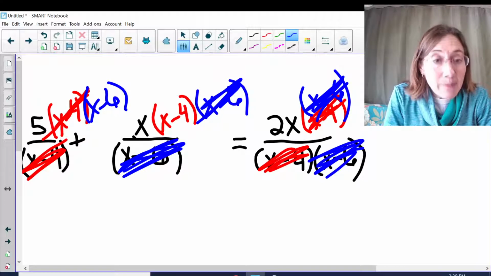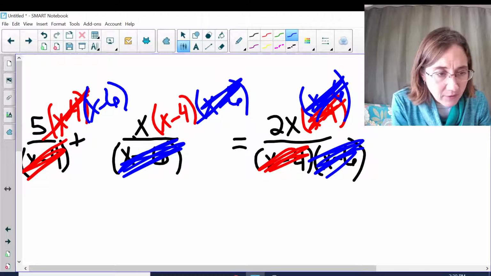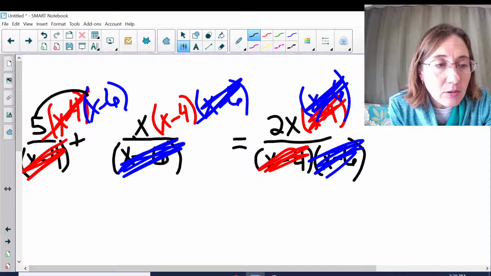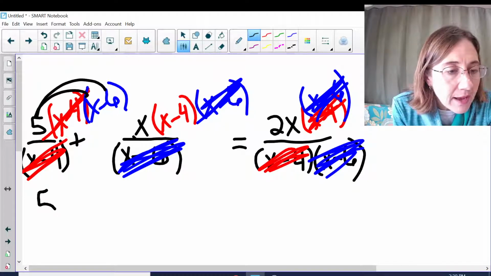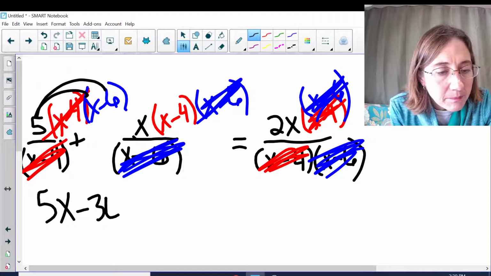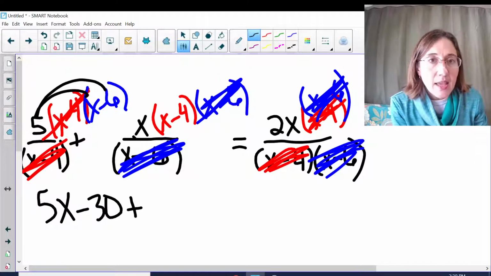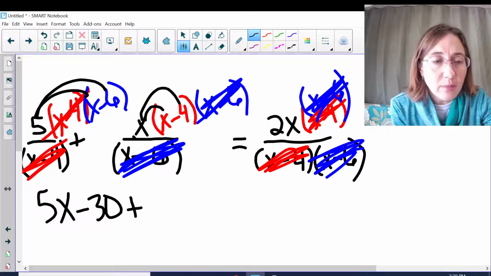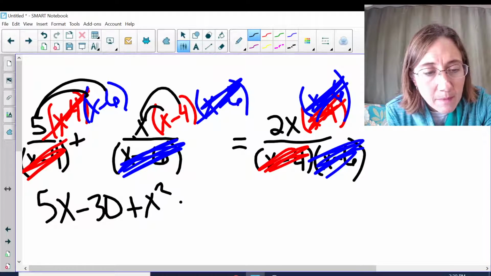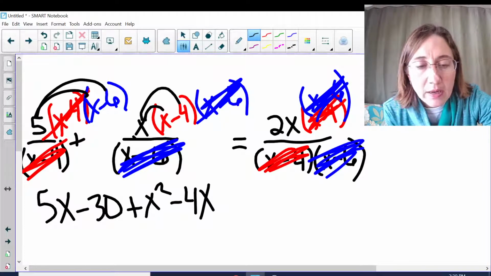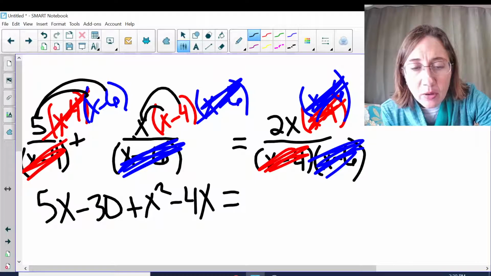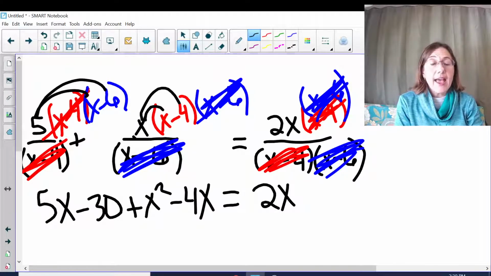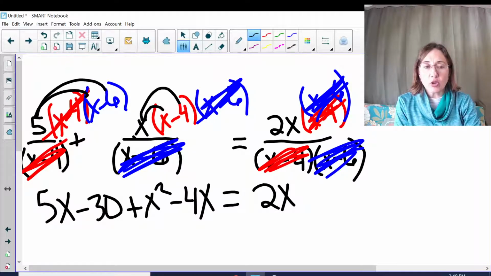Now we have to clean up this mess that we have. If I look at my first fraction, I have that 5 getting multiplied in blue by x minus 6. Those are the two pieces that are left. So that would be 5x minus 30. I'm going to bring down the plus sign. If I look at my next fraction, I have an x that's getting multiplied by the x minus 4. I'll distribute that. That'll be x squared minus 4x. Bring down my equal sign. And the only thing over there on the right is the 2x. Okay, so that's what I have left after I've cleaned up the fractions in this rational equation.